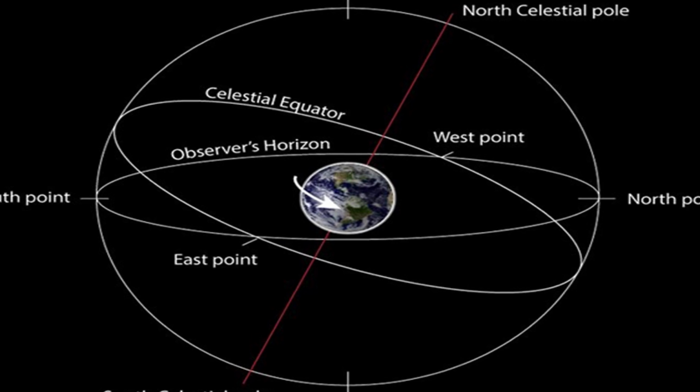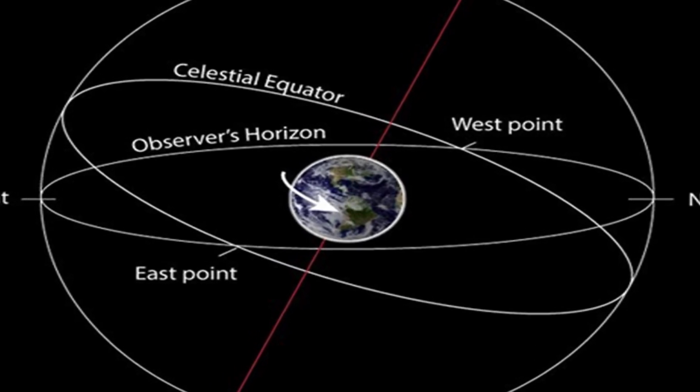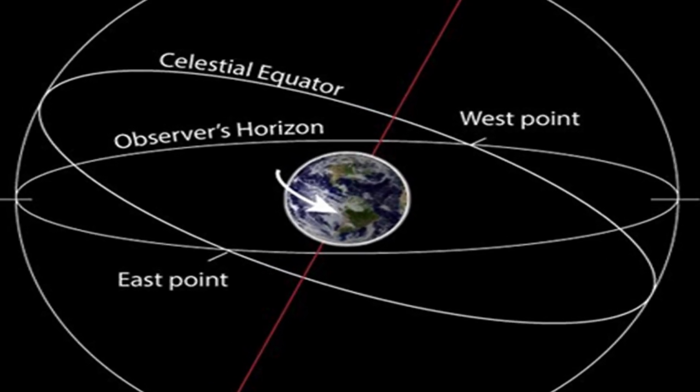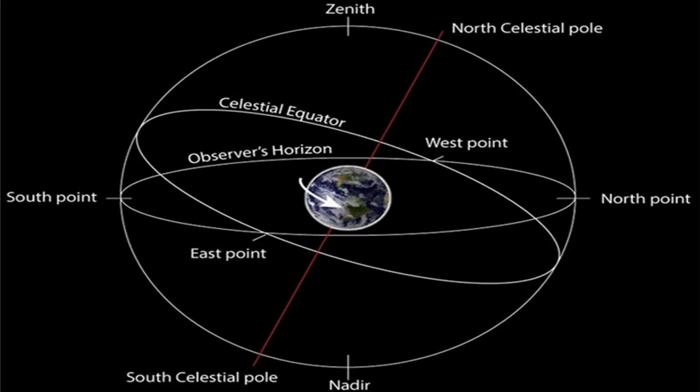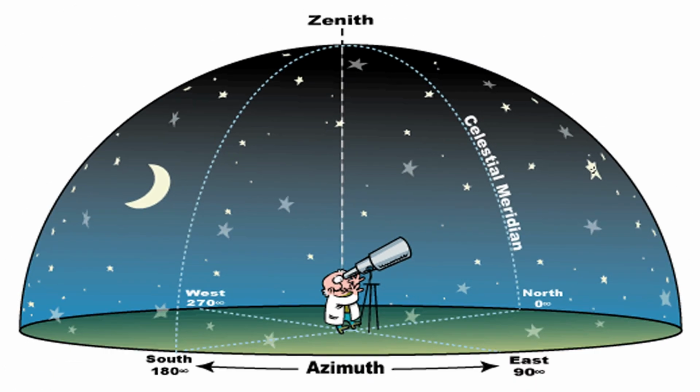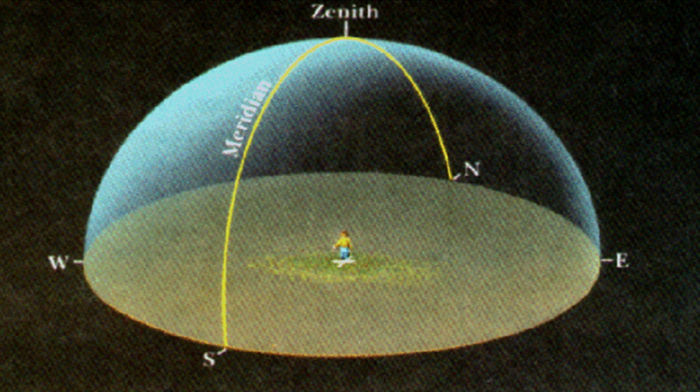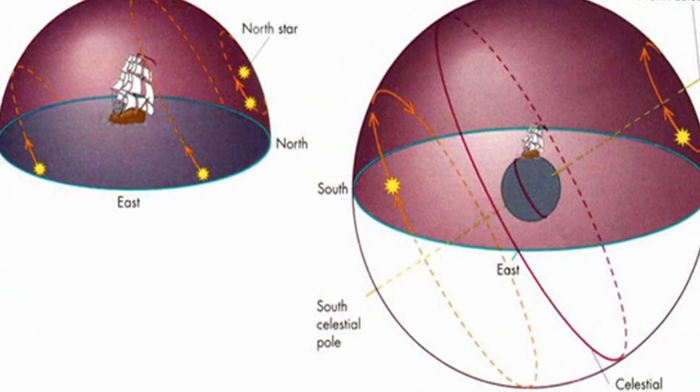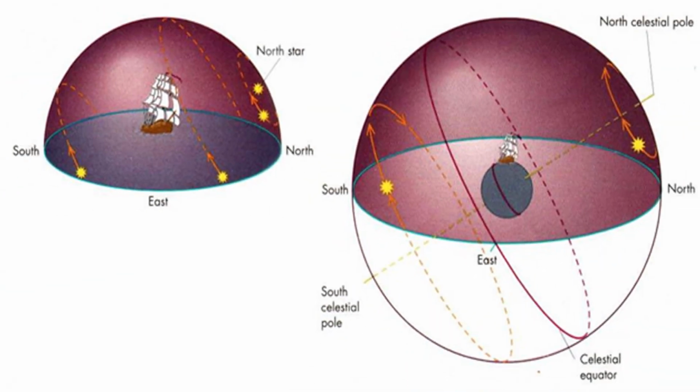The celestial equator and the horizon meet at 2 points, the east and west points. The meridian meets the horizon at 2 points, the north and the south points. The great circle passing through the north and the south poles is called the celestial meridian. The horizon divides the celestial sphere into two hemispheres. The observer on the surface of the Earth cannot see the objects in the hemisphere below the horizon, which is known as the invisible hemisphere. The hemisphere above the horizon is known as the visible hemisphere.